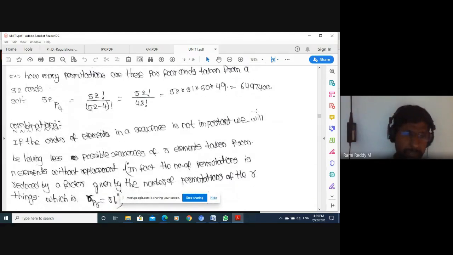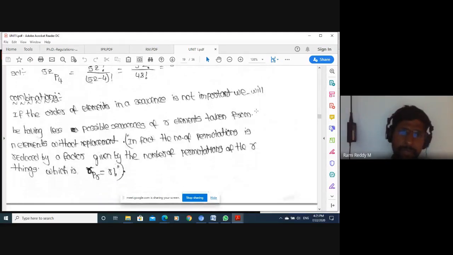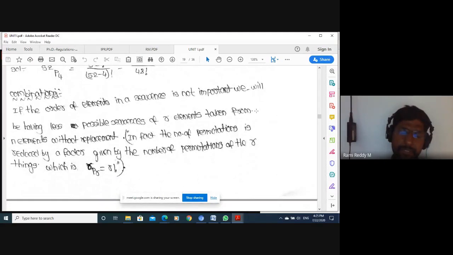Coming to combinations, if the order of elements in the sequence is not important, then we'll be having fewer possible sequences of r elements taken from n elements without replacement. Actually, the number of permutations is reduced by a factor given by the number of permutations of the r things, which is rPr equal to r factorial.